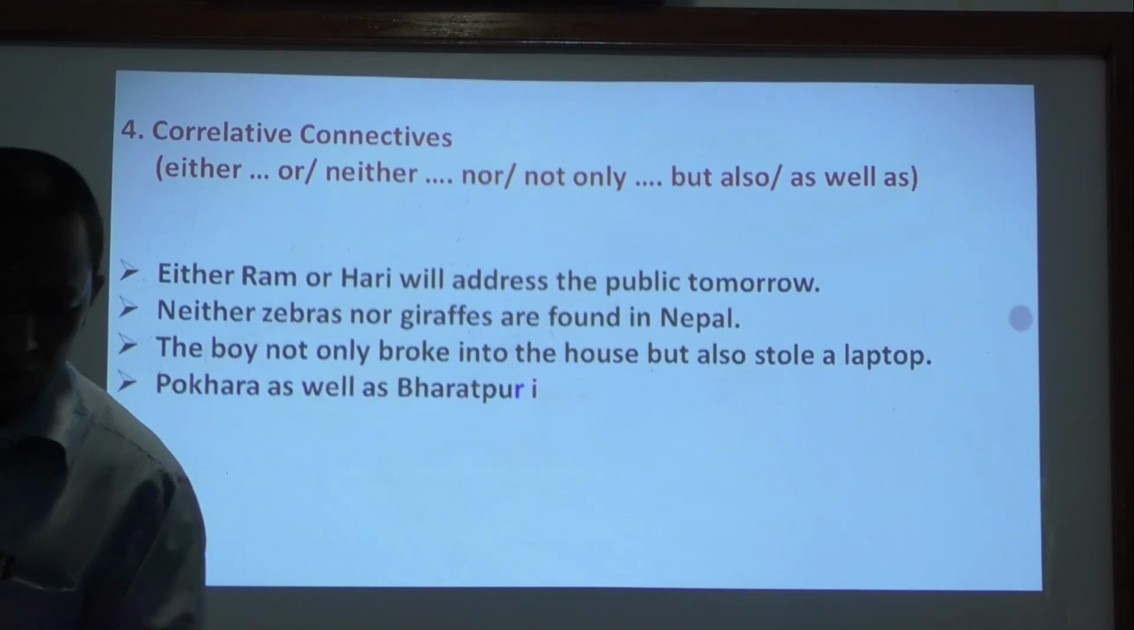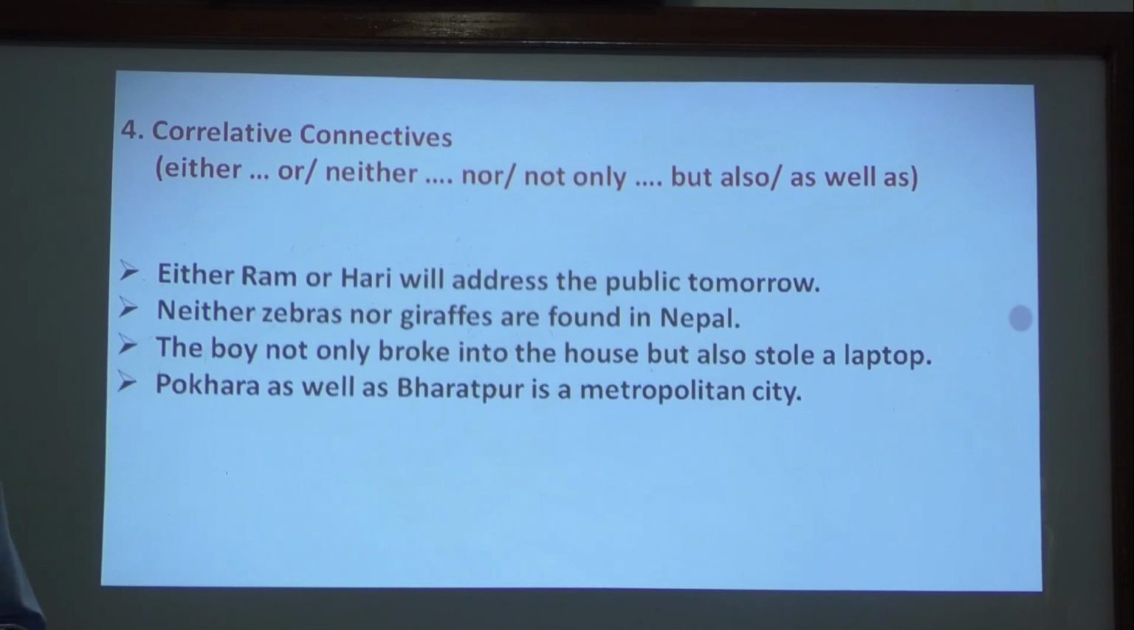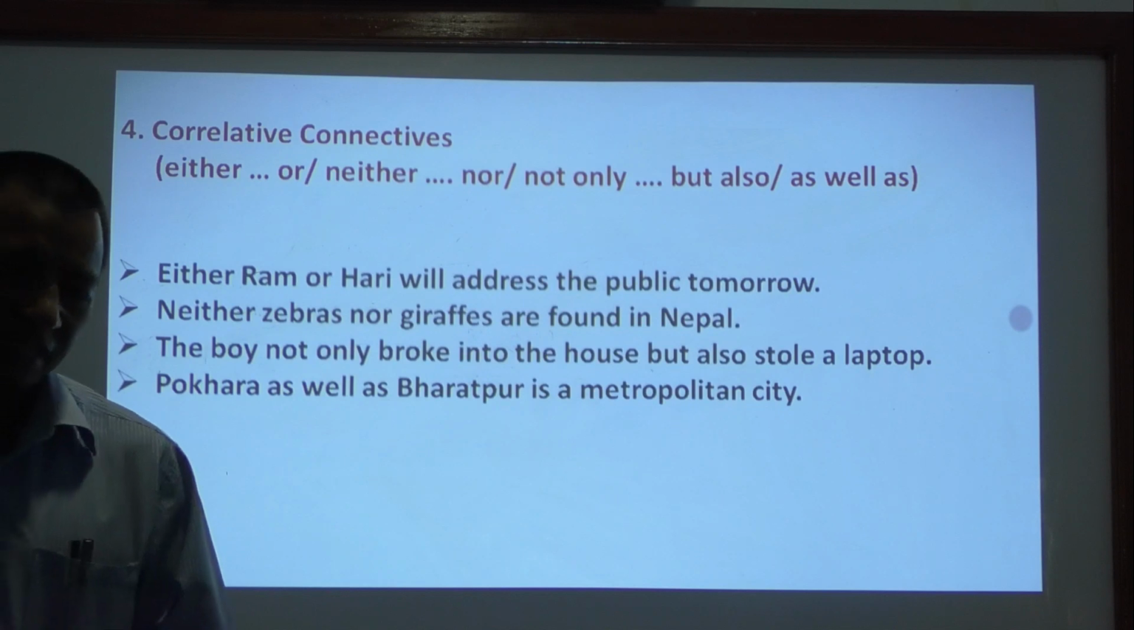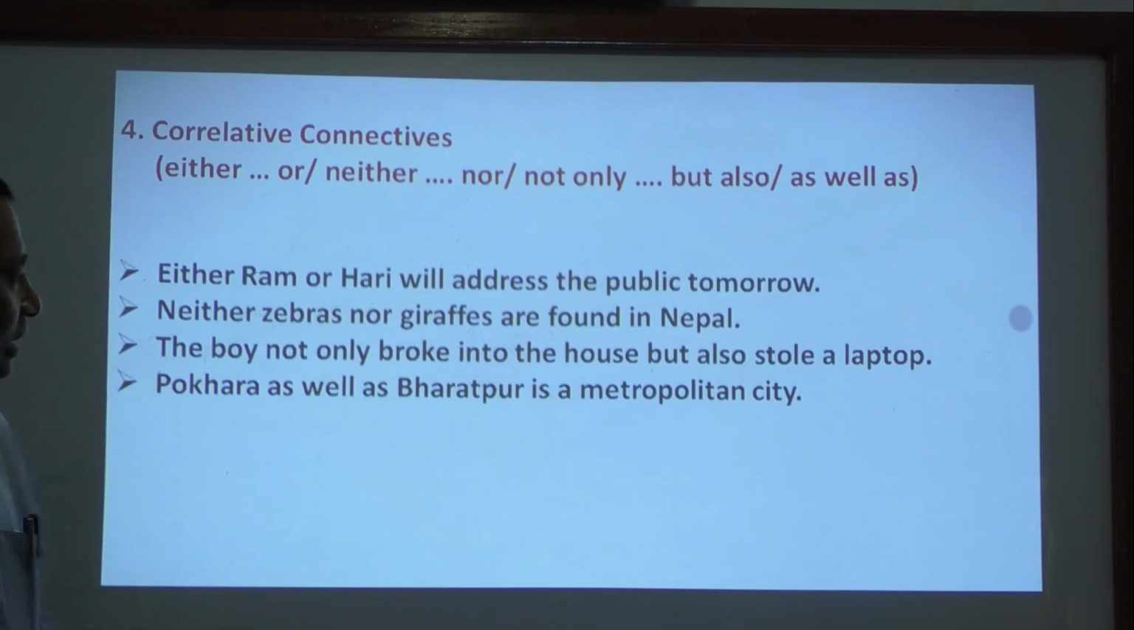And another, "as well as", is used: Pokhara as well as Bharatpur. Yes, Bharatpur is a metropolitan city and Pokhara is also a metropolitan city. So how to join these two sentences? Pokhara is a metropolitan city and Bharatpur is a metropolitan city. With the help of this connective, as well as, we can make the sentence like this: Pokhara as well as Bharatpur is a metropolitan city.